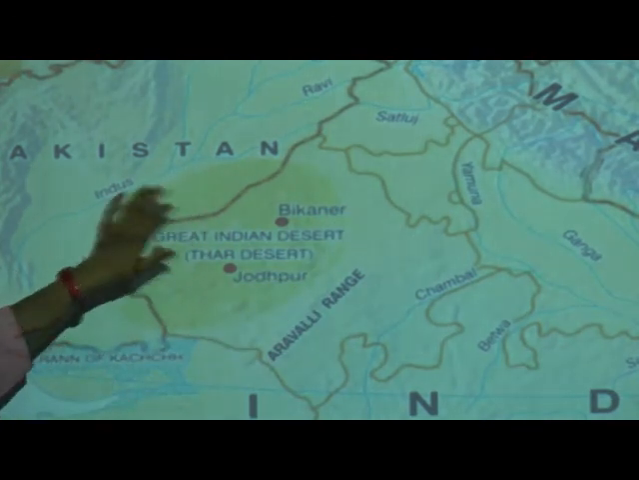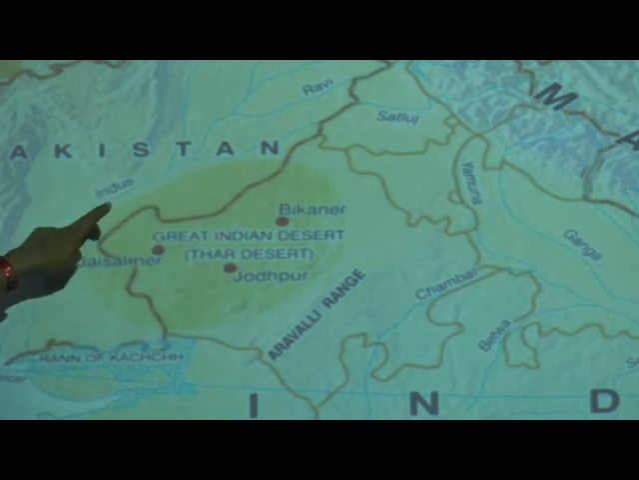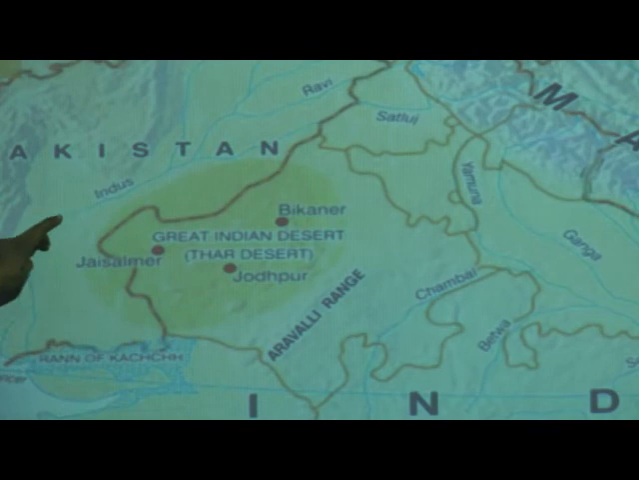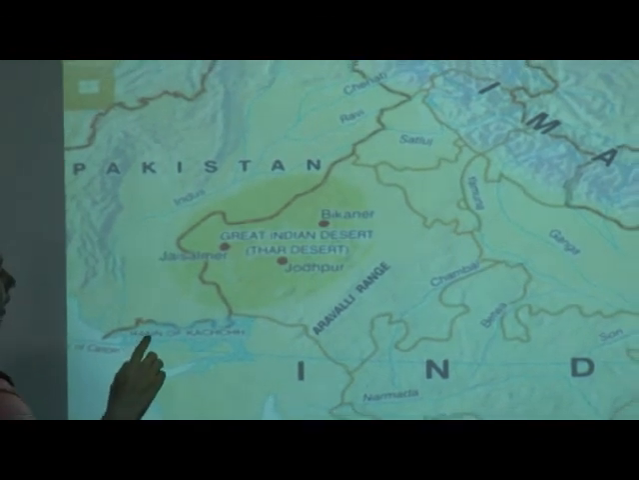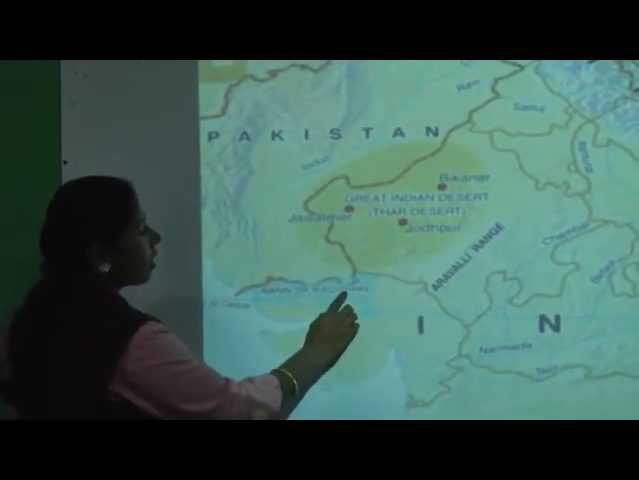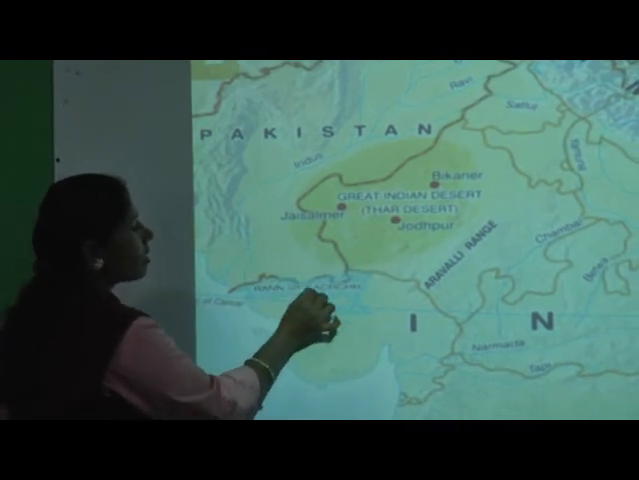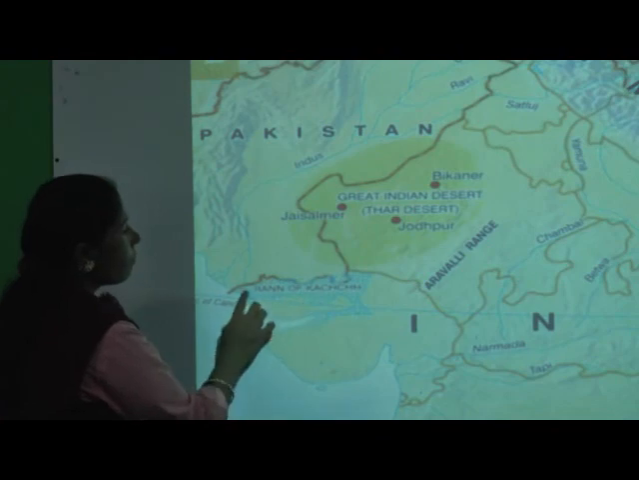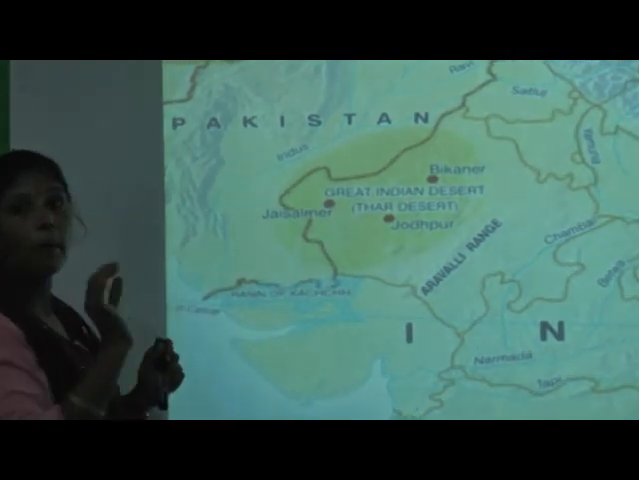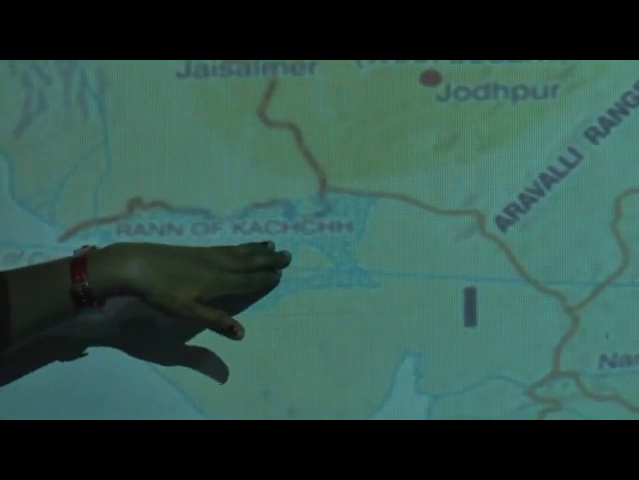Now here we have this gray or blue color. Can you see this? This is the Indus River. Here can you see the Rann of Kutch, spelled R-A-N-N, and Kutch, K-U-T-C-H? This is a little bit dotted. This whole area is a salt marsh, a salt marshy place, and it is called the Rann of Kutch.